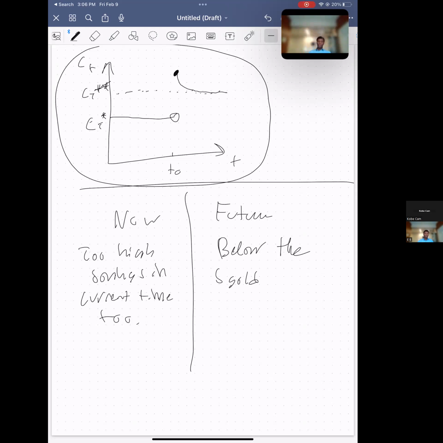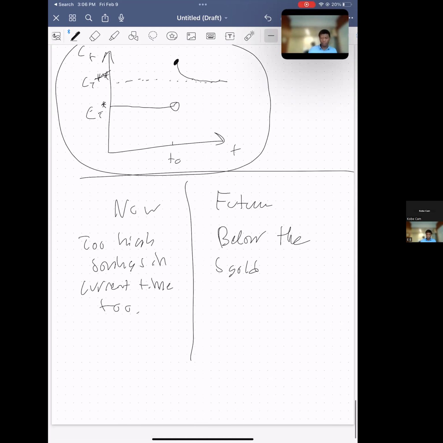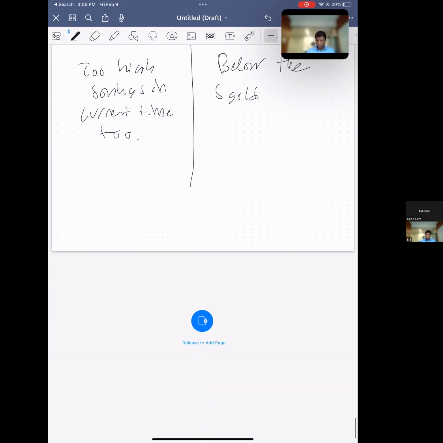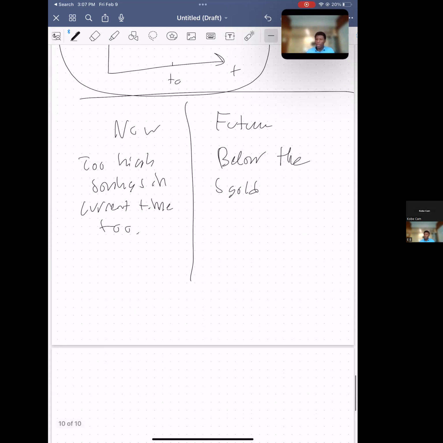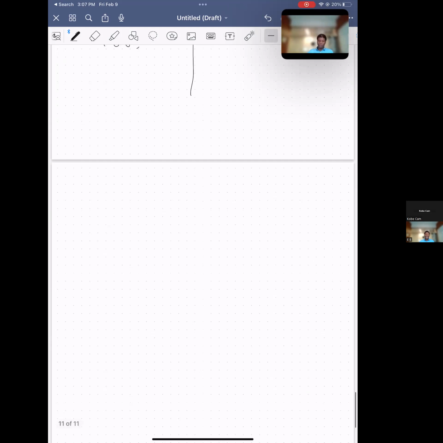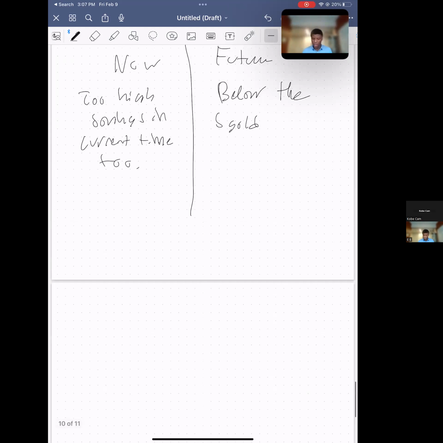Okay. And the next question asks, what about a situation where S is less than S gold? Well, that's a little different, because remember, in this first part, we were talking about how right now we're saving too much. In the future it is below S gold, so in the future we're also still not consuming as much as we could. So right now we're not consuming that much, and in the future we're not consuming that much. But if S is less than S gold, right now we would be consuming more.